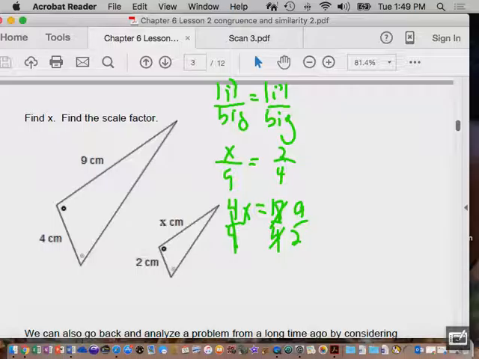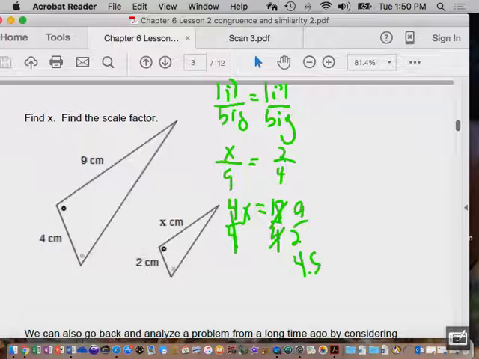Can you guys tell me what 9 over 2 equals as a mixed number? 4.5. 4.5, very good. Now, hey, let's talk here, ready? Isn't 2 half of 4? Yeah. And isn't 4 and a half half of 9? Yeah. So that ratio of similitude is going to be half as big.